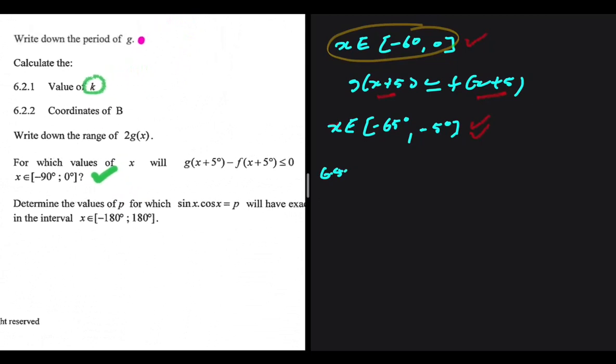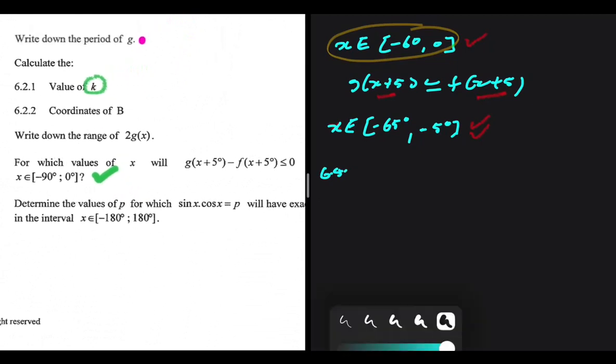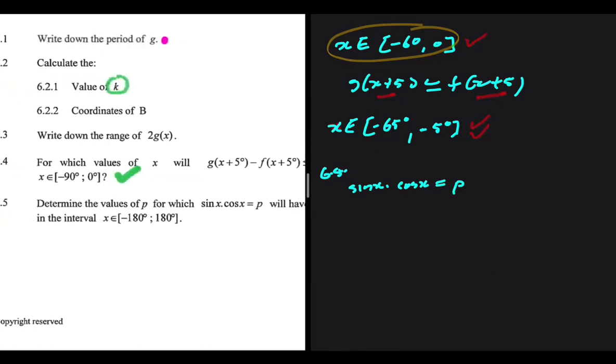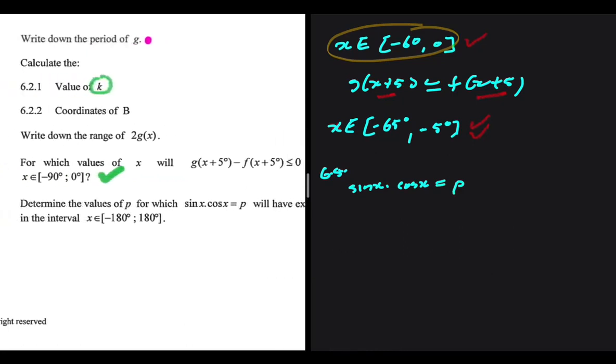Determine the values of p for which sine x multiplied by cos x is equal to p. We'll have exactly 2 real roots in the interval x is an element of minus 180 degrees to 180 degrees. So we have sine of x multiplied by cos of x being equal to p.